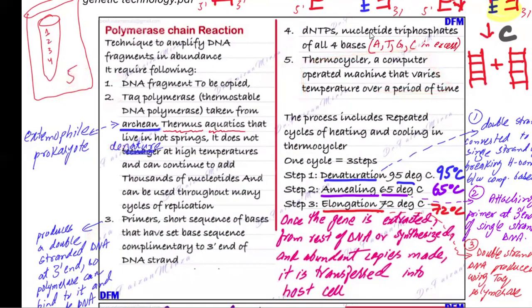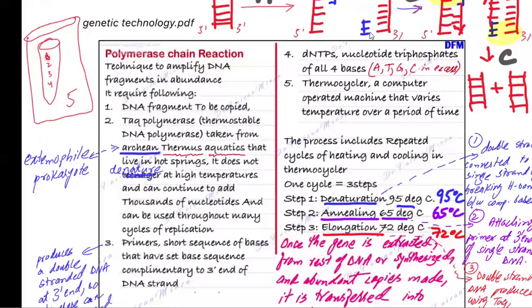I have a thermocycler machine with me. This is the thermocycler machine. I'll place 1, 2, 3, and 4 inside a tube inside this thermocycler. Now, what's 1, what's 2, what's 3, what's 4? Let's discuss this. So this is the thermocycler. What is a thermocycler? A thermocycler is a computer-operated machine that varies the temperature over a period of time. So I have this machine with me.